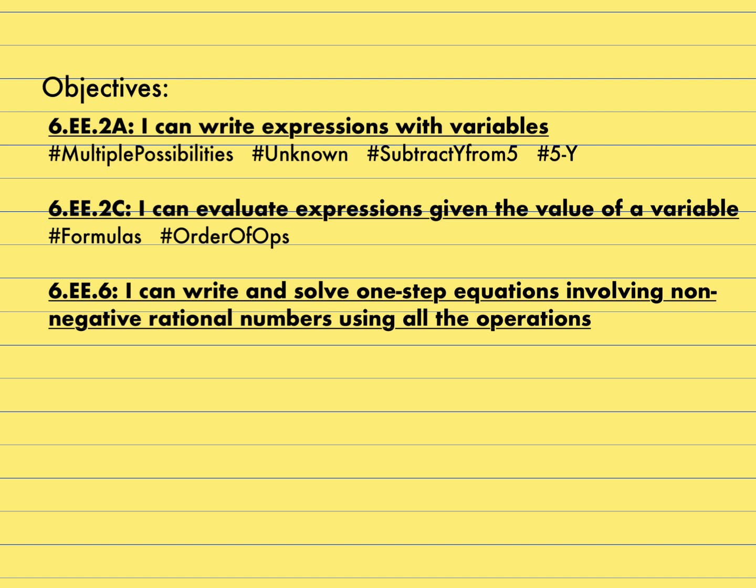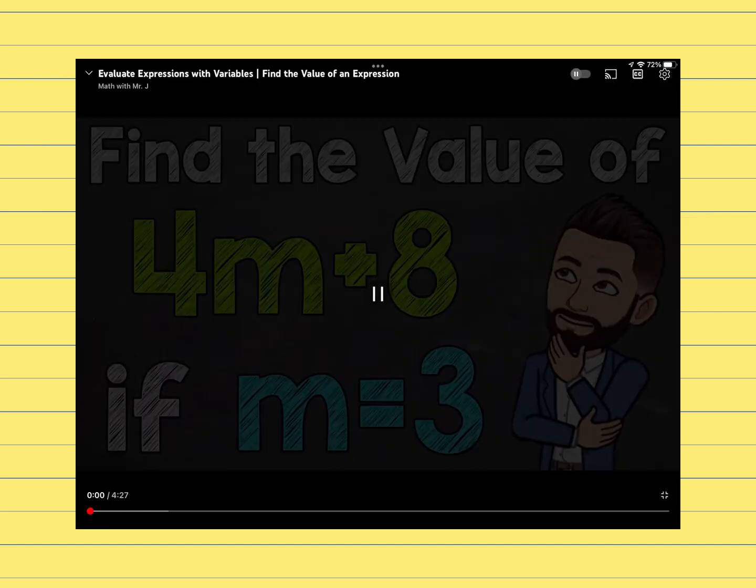And then we have 6.EE.2.C. I can evaluate expressions given the value of a variable, hashtag formulas, hashtag order of ops. And then 6.EE.6, I can write and solve one-step equations involving non-negative rational numbers using all the operations. So we're talking about one step with non-negative numbers.